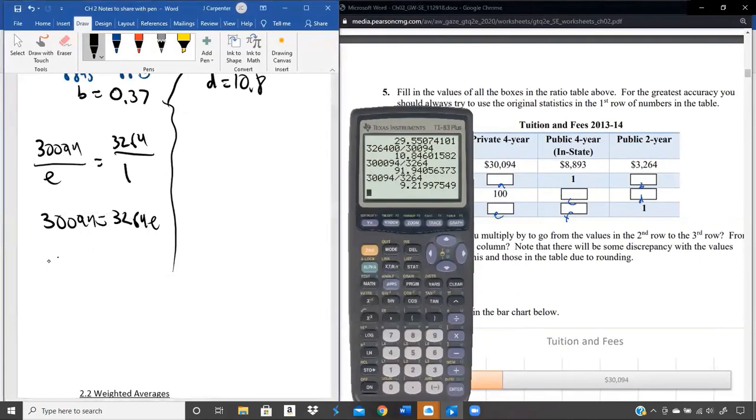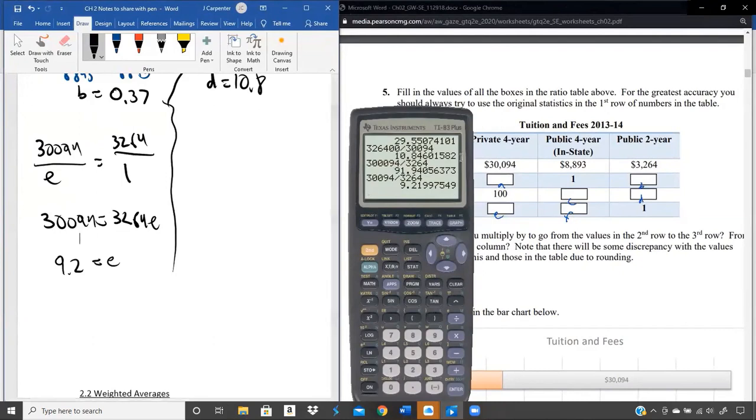Shouldn't say hate, 9.2. I dislike equals E. Hate's a strong word. So for every dollar we spend at TCC, we're spending about $9 at the private school. That seems to fit the bill a little more. 3,000 versus 30,000 is about a multiplier of 10 to go from one to the other. So 1 to 9.2 is a multiplier of about 10.